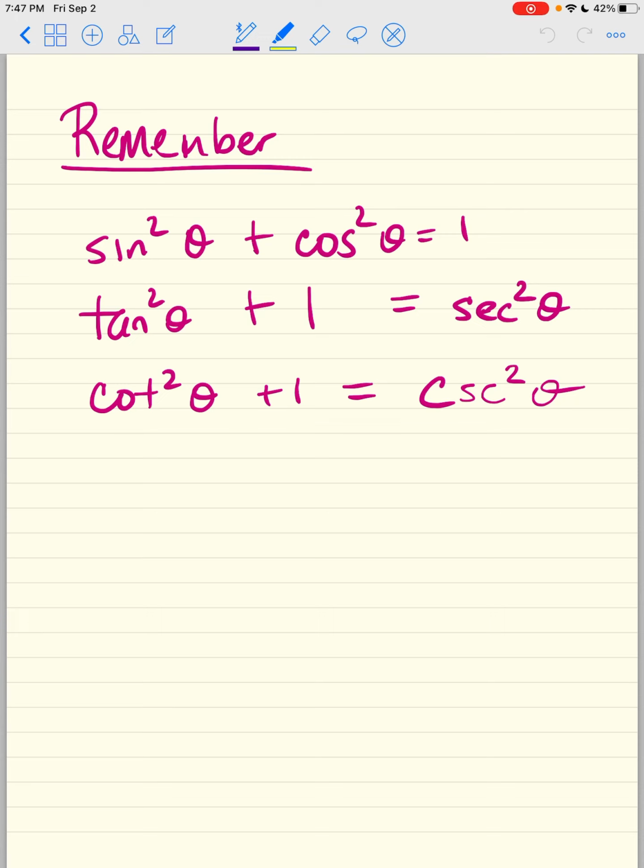Okay, so the only ones we know right now are secant squared and cosecant squared, which is great because if you're asked for tan squared, you just have to minus 1. If you're asked for cotangent squared, you just have to minus 1 and then integrate them. So let's go through these problems really quickly.